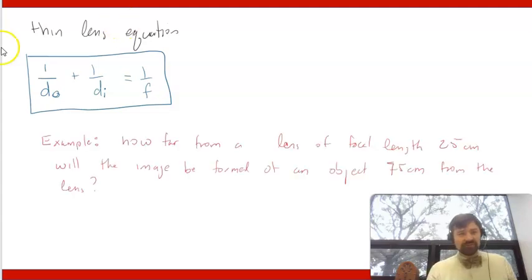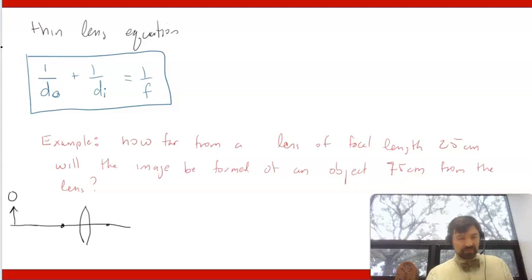All right, so how far from a lens of focal length 25 centimeters will the image be formed of an object 75 centimeters from the lens? Sometimes it's nice to draw a brief sketch, even if we're not drawing really a ray diagram, just to see what's going on. Essentially, you have a focal length here and here. Your object is placed somewhere over here. I'm going to label this object. Your image you expect to be formed somewhere. You're just doing the math to figure out where.